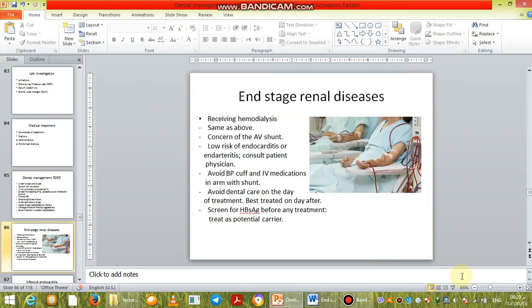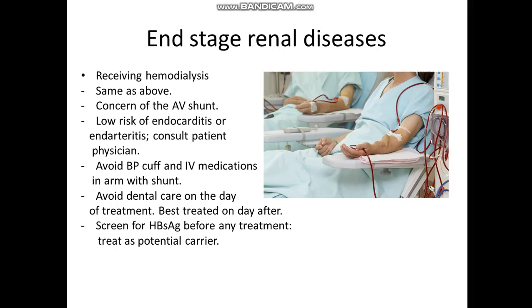So in this lecture, we are going to discuss dental management of patients with end-stage renal disease or renal failure who are receiving hemodialysis. In the previous lecture, we discussed dental management of end-stage renal disease patients who undergo conservative treatment. Now, the patient receiving hemodialysis.